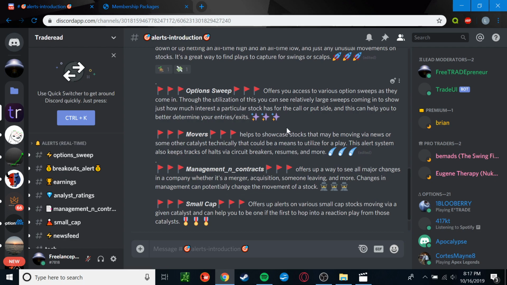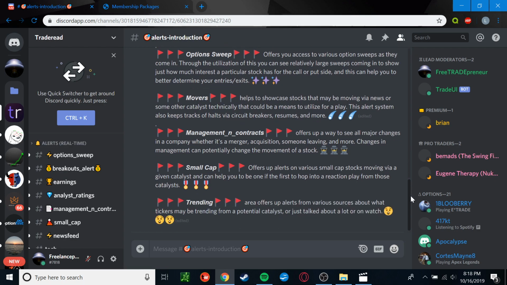Option sweeps are very helpful, but sometimes they can be a little bit iffy depending on the stock. And if you don't quite understand all that, it can be iffy as well. But it's definitely worth checking out, and it's very helpful to those that do follow along with options. If you want a quick scalp here and there, the movers are pretty self-explanatory, stocks that are potentially moving on given news, different catalysts, things like that.